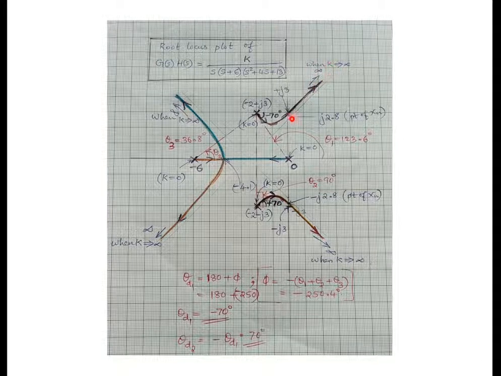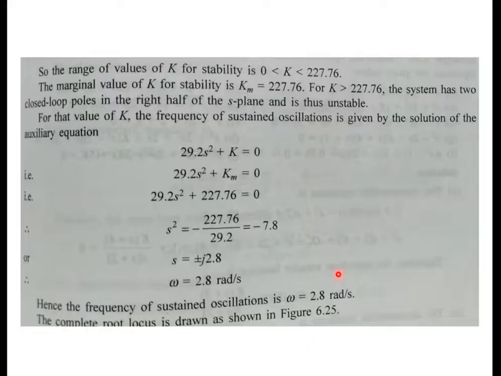Through this point of intersection, j 2.8, only this root locus branch will go, and finally this asymptote and this branch should be in parallel. That means they will meet at infinity. So the root locus branches go on increasing towards infinity when k tends to infinity. So here we can see that this is the root locus plot, and the point of intersection is plus or minus j 2.8. There is a point of intersection at plus j 2.8, and for the other branch the point of intersection is minus j 2.8.